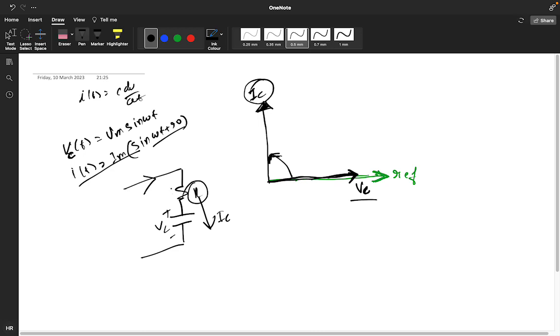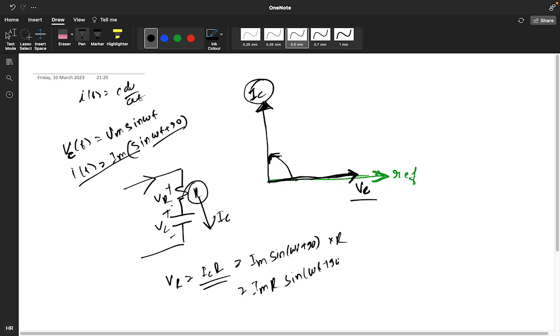So what is the potential across R, the VR? VR will be your IC into R. What is the IC value? Im sine omega t plus 90 degrees, into R. So ImR sine omega t plus 90 degrees. Suppose this is VR dash. VR dash sine omega t plus 90 degrees will be 90 degrees ahead of the reference.